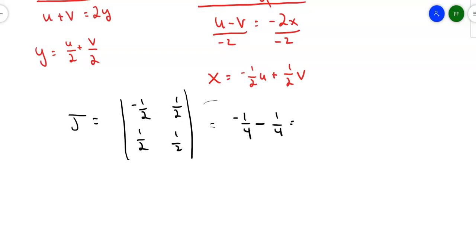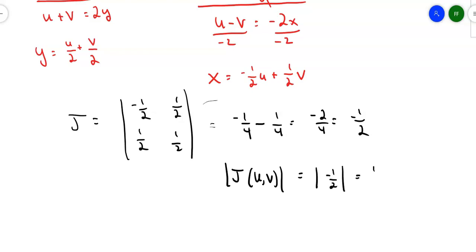So this gives me negative 2/4, which is negative 1/2. You notice in the formula, it says the absolute value of the Jacobian in terms of u and v. So that'll give me the absolute value of negative 1/2, which is 1/2. So hang on to that number. We're going to need it. That's the Jacobian.